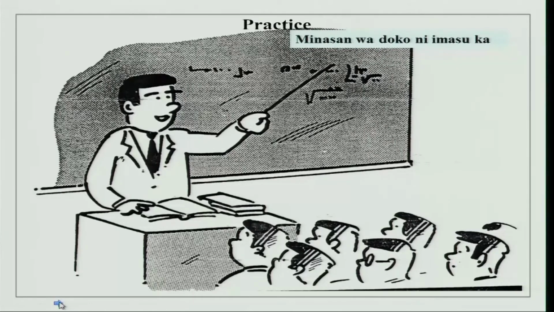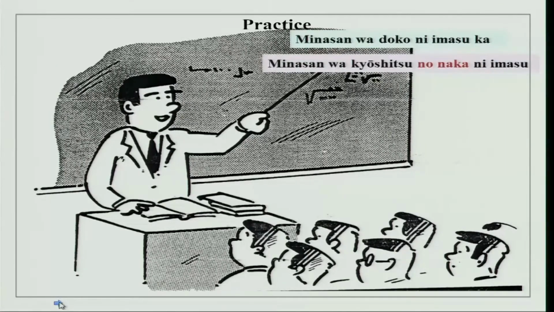Minasan wa doko ni imasu ka? Minasan is all of them, wa doko means where, ni imasu ka, where are they present. Minasan wa kyoshitsu no naka ni imasu. You can also say kyoshitsu ni imasu and remove the naka over there, but just to be more specific, minasan wa kyoshitsu no naka ni imasu. They are inside the classroom.